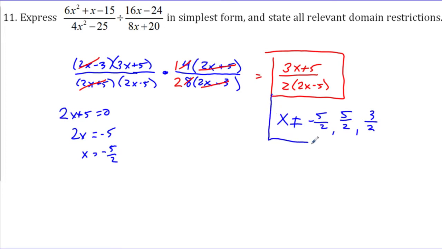So here's my complete answer with the domain restrictions. I'm saying 3x plus 5 over 2 times 2x minus 5 is my solution. That's my simplest form, and I've stated all of the relevant domain restrictions.